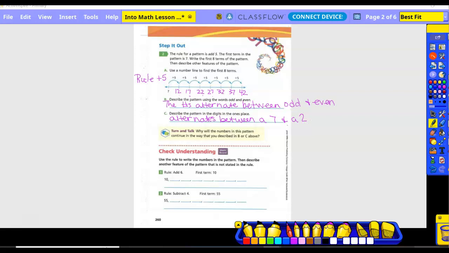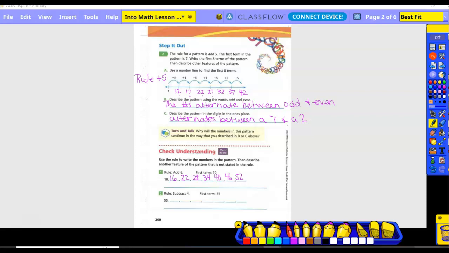Okay, so they told us that our rule is going to be to add 6 each time, and we're starting at what? 10, right? Okay, so what is 10 plus 6? 16. 16 plus 6 is 22. 22 plus 6 is 28. 28 plus 6 is 34. 34 plus 6 is 40. 40 plus 6 is 46 plus 6 is 52.